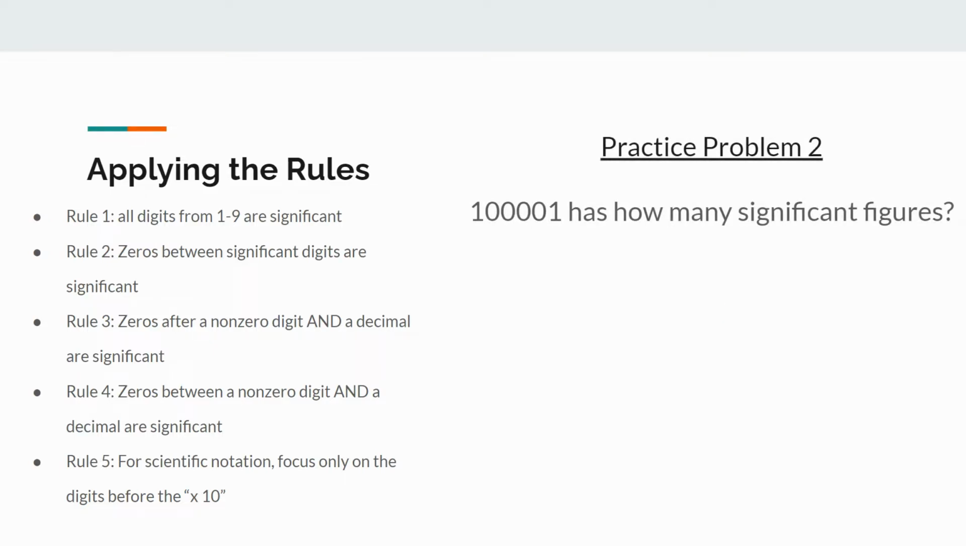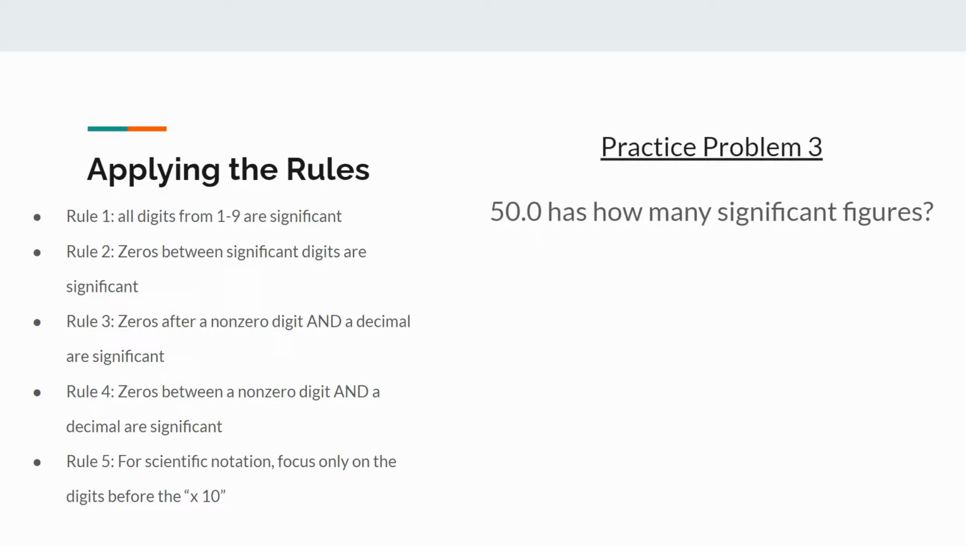Problem number 2. 100,001 has how many significant figures? We will use rules 1 and 2. There are 2 ones in 100,001 that are in the range of 1 to 9, so they are significant. And there are 4 zeros between the significant digits. So altogether, there are 6 significant figures in 100,001.